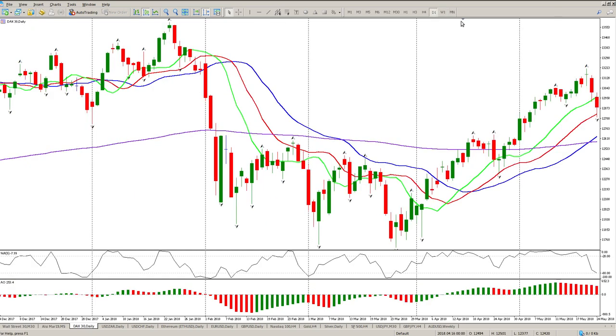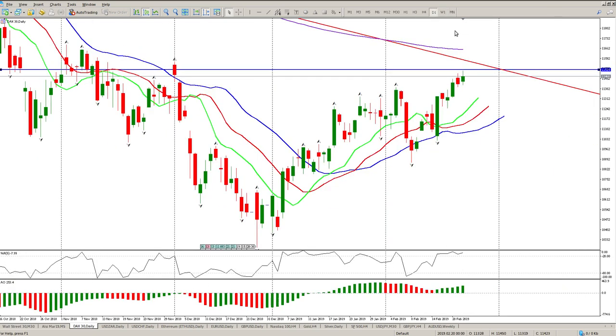Okay, so we're going to have to be a little bit cautious here, and you can see that we do have some divergences on the awesome oscillator. If I just do that, you can see a high, lower high, whereas price is a high, higher high.